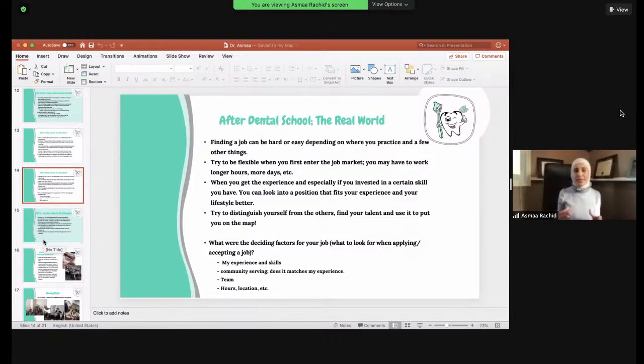The receptionist booked my day. My assistant prepared everything for me. So these are the people who are going to make you comfortable, and you want to make sure that you can connect with them. So to me, the environment and the team are so important. As I said, at this point, hours and location, where the office is and how much I have to drive, are also so important to me.